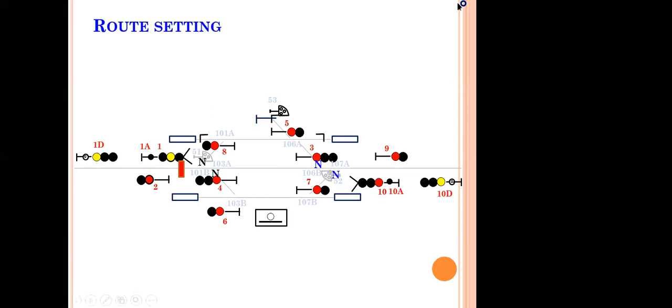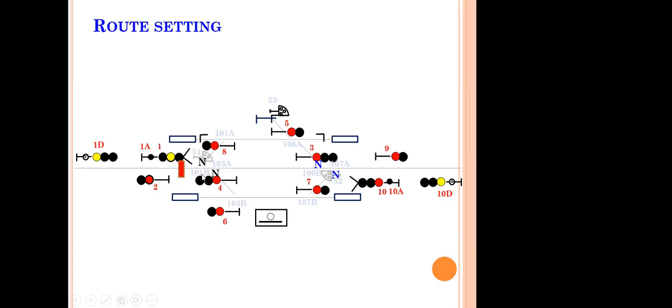Sir, is it possible that the overlap is not applied by the system, the route is set and the signal is taken off with caution? No, I have taken off the caution here now. Ahmad bhai, I have taken off the caution signal.